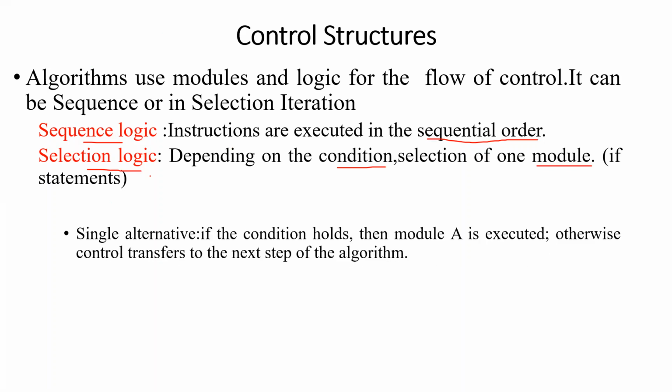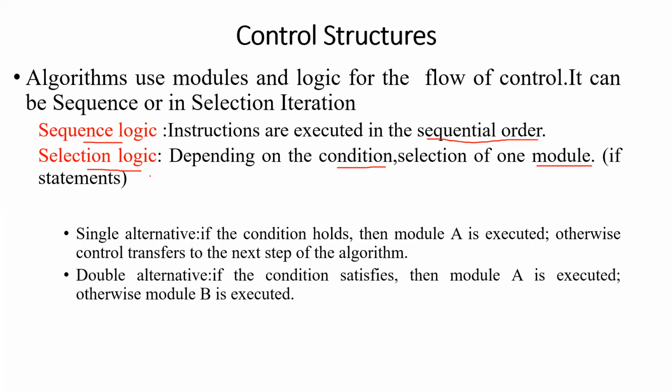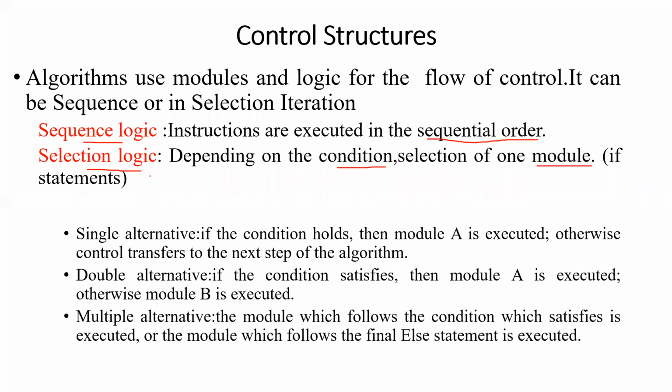Now, in selection logic also we have different types. Single alternative means if a condition holds, then module A will be executed. Otherwise, that is just like our simple if statement. Got it? If one condition holds, then you execute. Otherwise, you can skip that line and continue with the remaining program. Double alternative means it will have both the true part and the false part. If the condition is satisfied, then module A. Otherwise, if the condition is not satisfied, it will go to the false part. That is double alternative. And the third one is multiple alternative. That is what we have in the else if ladder. That is the module which follows the condition.